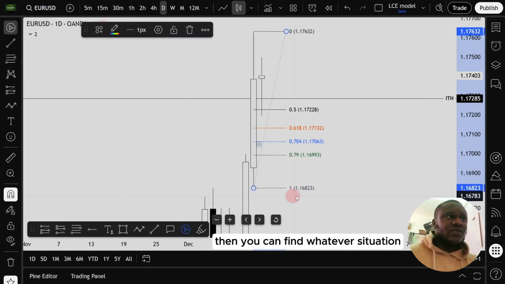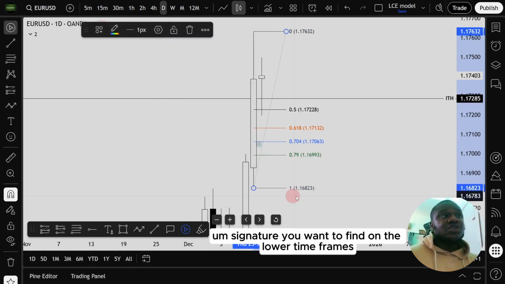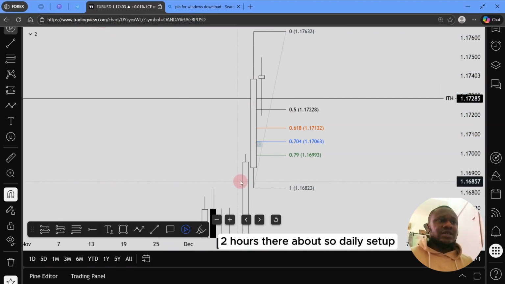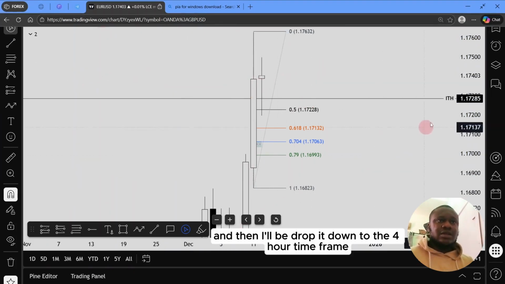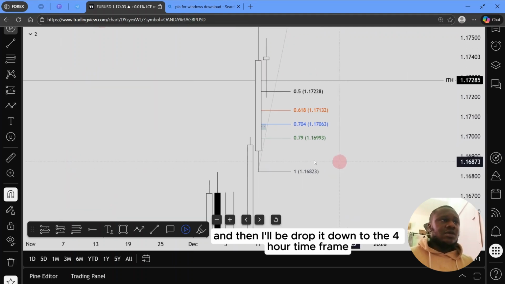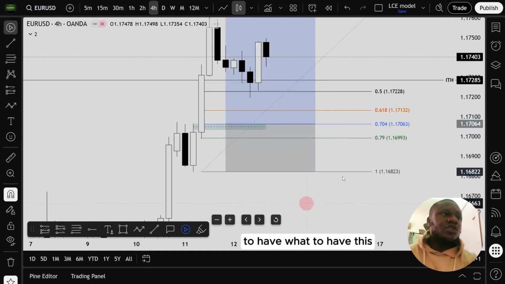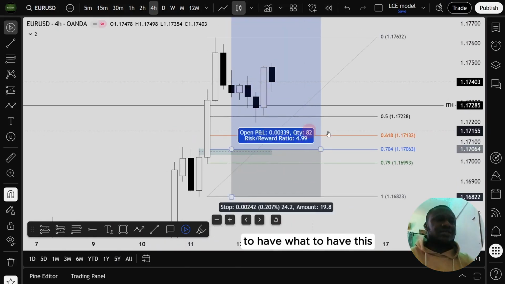Then you can find whatever signature you want to find on the lower time frames, 1 hour, 2 hours, thereabout. So daily time frame setup, fair value gap, and then I'll be dropping down to the 4-hour time frame to have this.